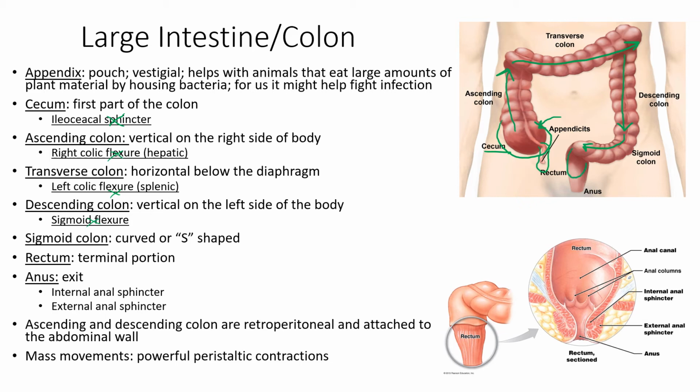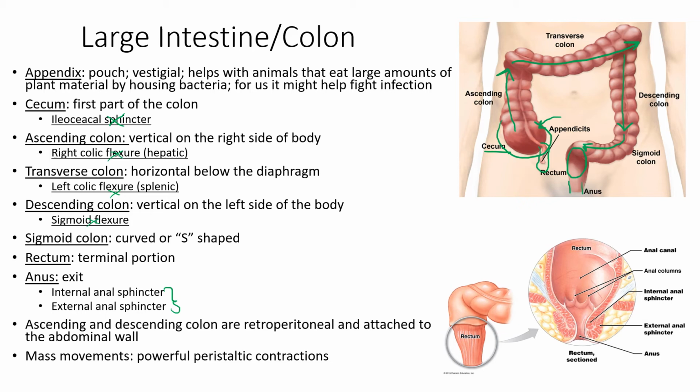Enter into this sort of curved portion called the sigmoid colon. Enter into the rectum right here, which is going to be the terminal portion of the colon, as well as where fecal matter is stored prior to defecation. And then, of course, we have the anus, which is the exit. And there are two sphincters. I do want you to know them. We have the internal anal sphincter and the external anal sphincter. The internal anal sphincter is not something that you can control, but you do control the external anal sphincter.